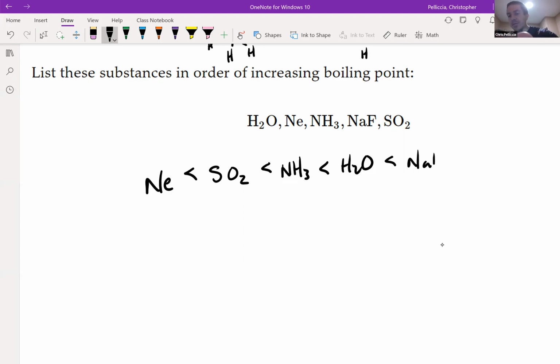Lastly, we have NaF, a metal and a nonmetal forming an ionic bond that will have far and away the greatest intermolecular forces and far and away the strongest boiling point. Here again is a good review of intermolecular forces and their effects on boiling points.